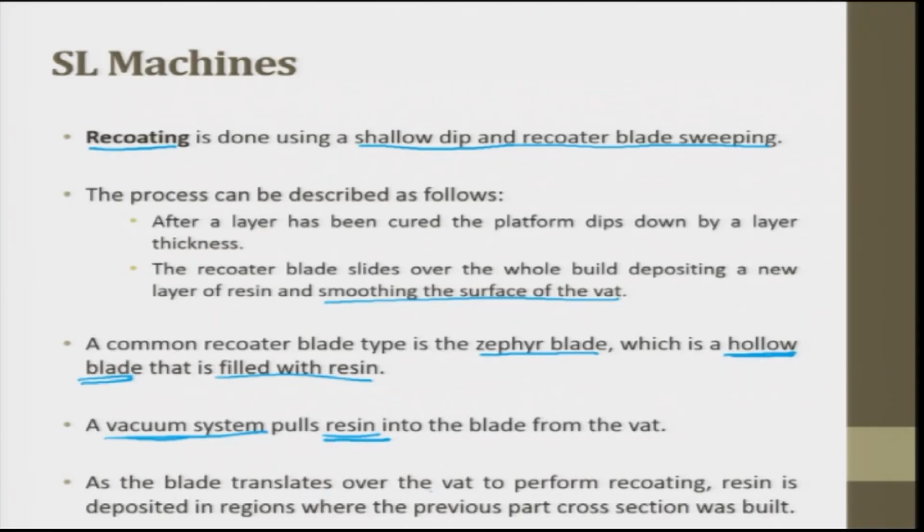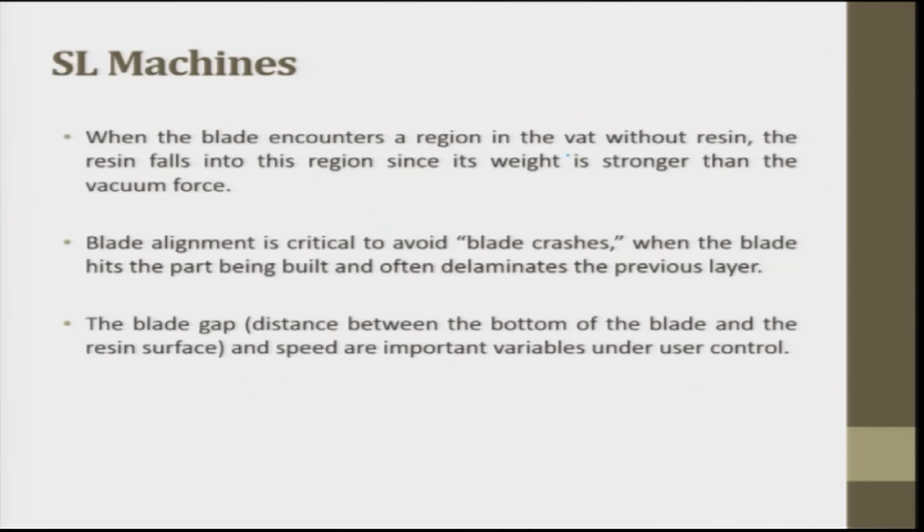As the blade translates over the vat to perform recoating, the resin is deposited in the region where the previous part cross section was built. When the blade encounters a region in the vat without resin, the resin falls into this region since the weight is stronger than the vacuum force. So you have understood. If there is a small island which is created where there is no resin, the blade encounters a region in the vat without resin. The resin falls into the region since the weight is stronger than the vacuum force.